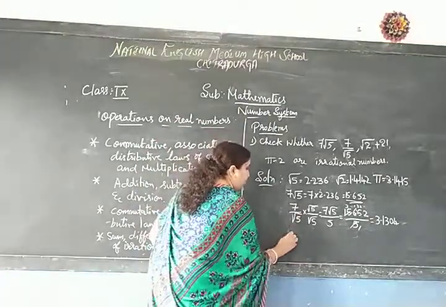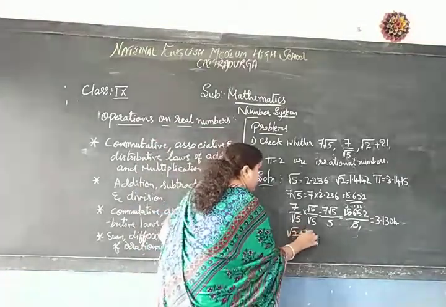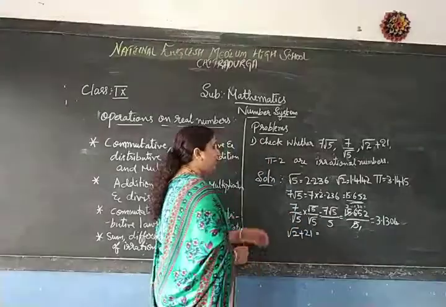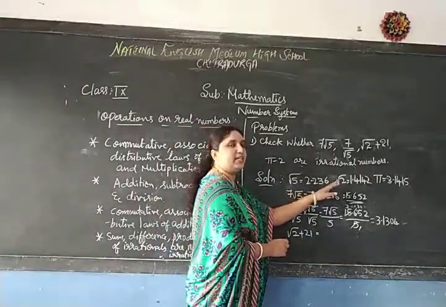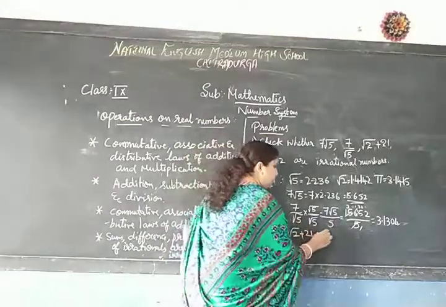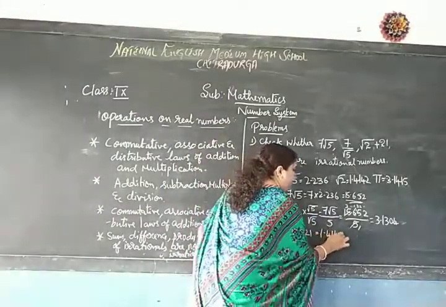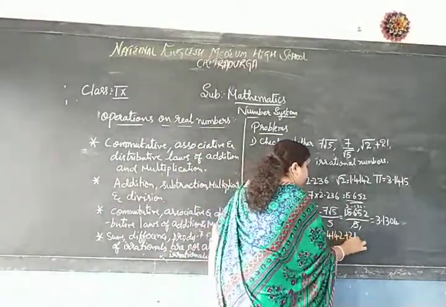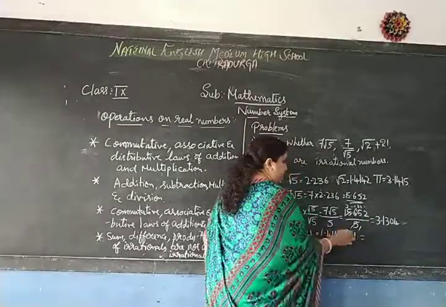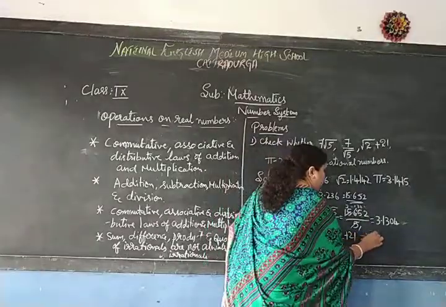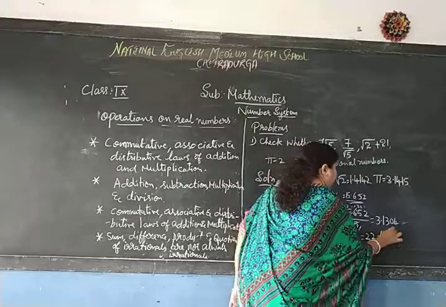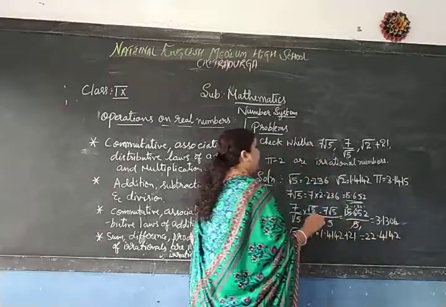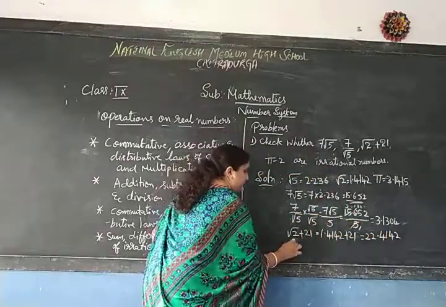Next one is root 2 plus 21. So here they have given, we got the value of root 2 as 1.4142. So write down 1.4142 plus 21. So here 21 plus 1 is 22.4142. Now find the value of pi minus 2.